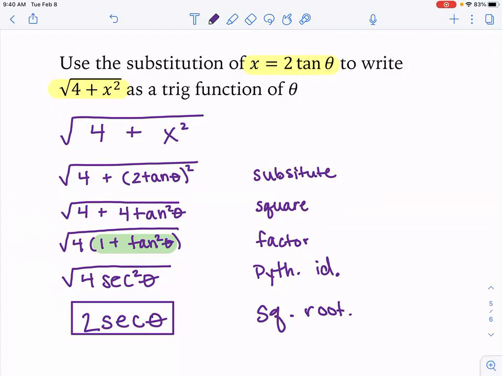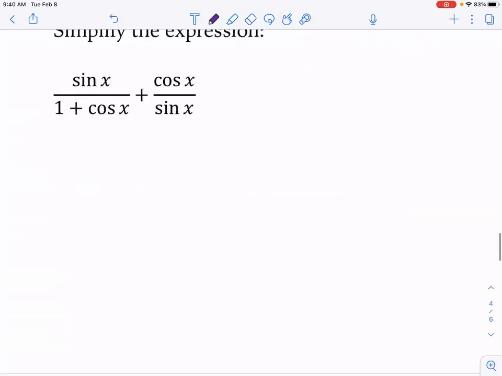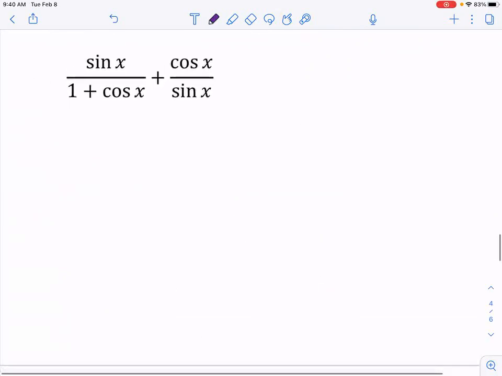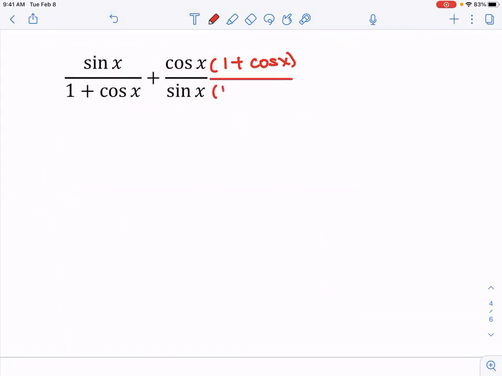Okay, I think we can do that last problem. Let me do it. How about this? You can choose whether you want to write it down or just watch me. You're just gonna watch? Okay. What did we decide our first step needed to be? We need common denominators. So this we are going to have to multiply by 1 plus cosine of x. And this one we're going to have to multiply by sine of x.